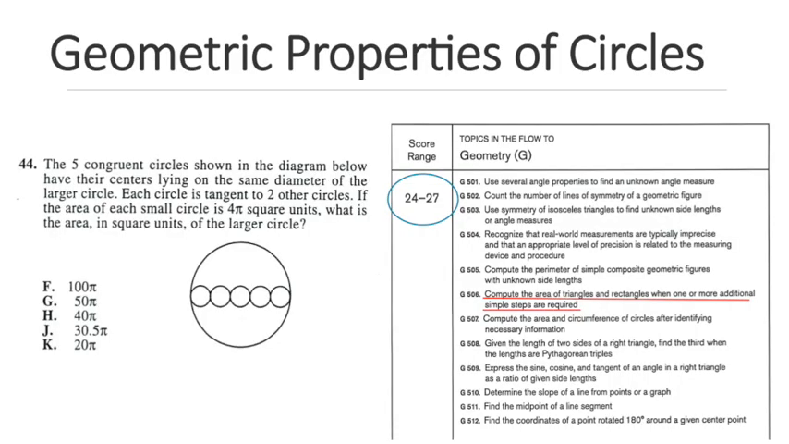Okay, volunteer to read. The 5 congruent circles shown in the diagram below have their centers lying on the same diameter of the larger circle. Each circle is tangent to 2 other circles. If the area of each small circle is 4 pi square units, what is the area in square units of the larger circle? Okay, so understanding what they want first: what is the area of the larger circle?